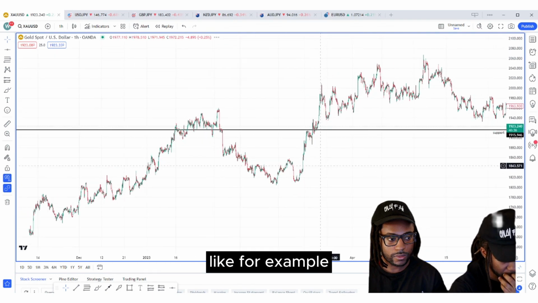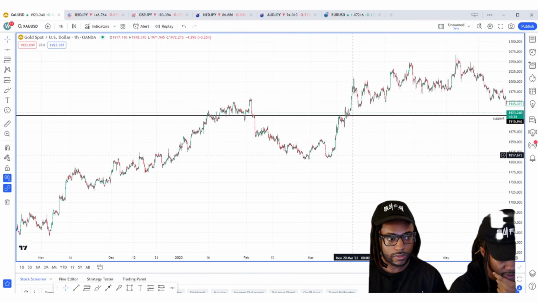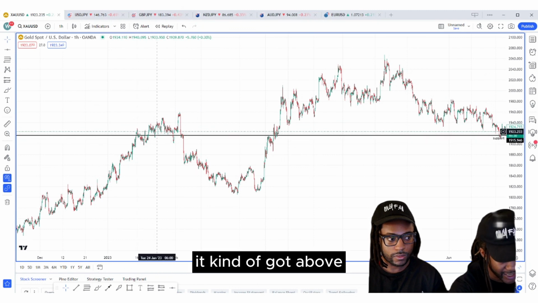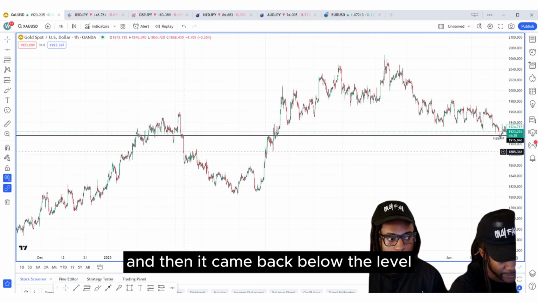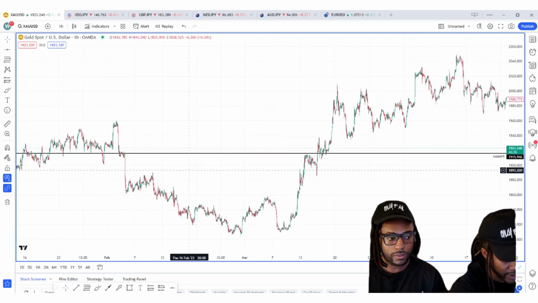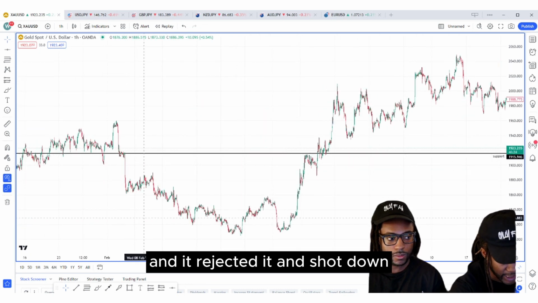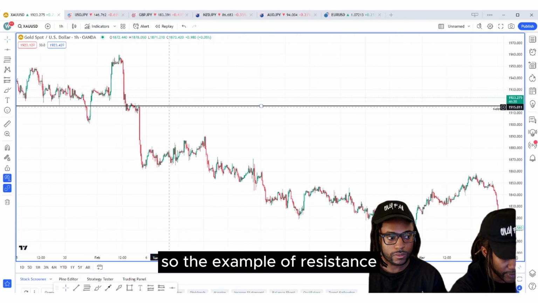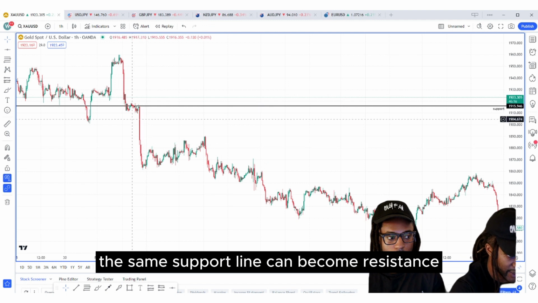Like, for example, over here, it came to this level, it kind of got above, and then it came back below the level, and it rejected it and shot down. You can see it right here. So this is an example of resistance. The same support line can become resistance.